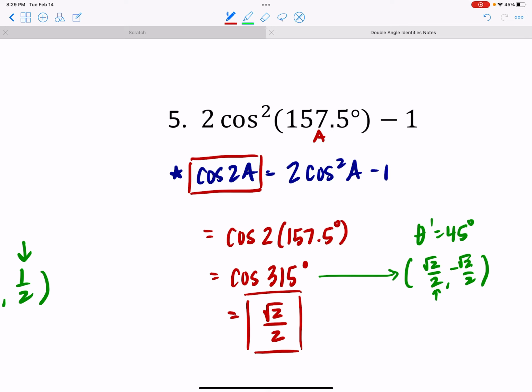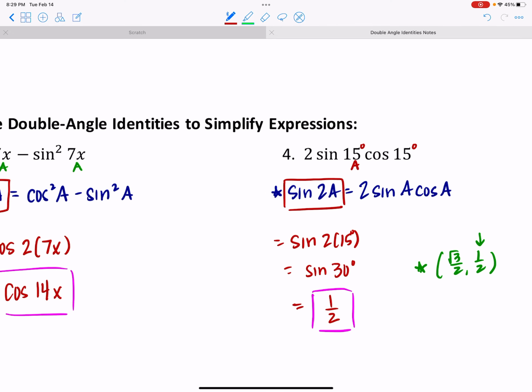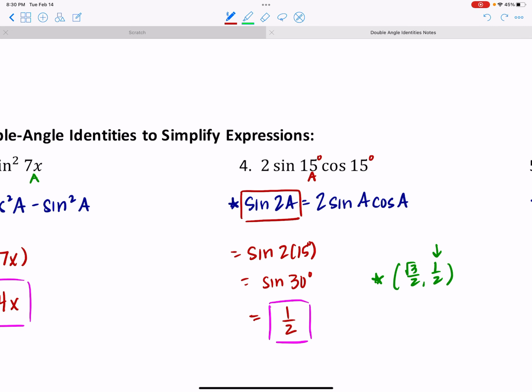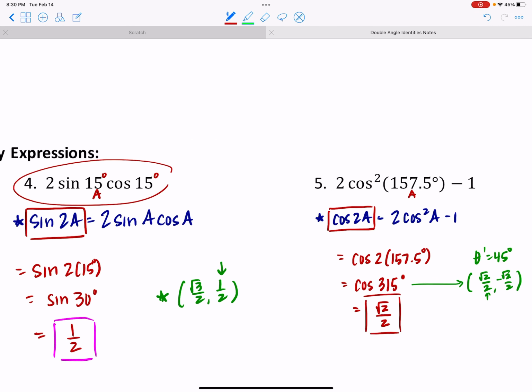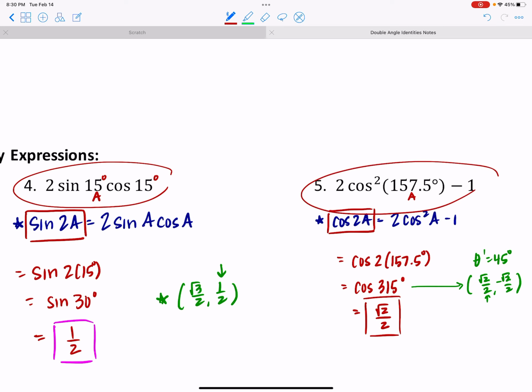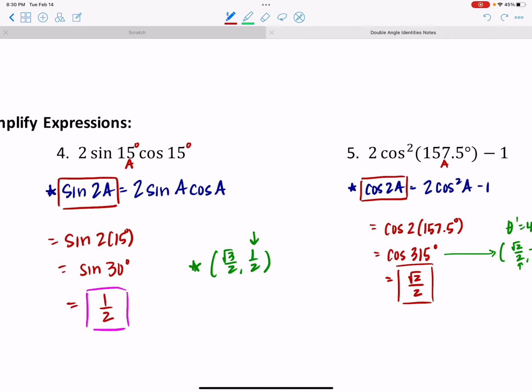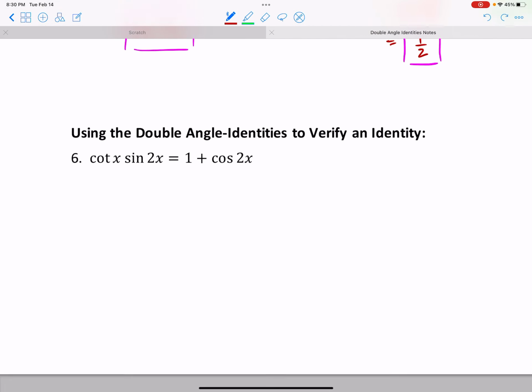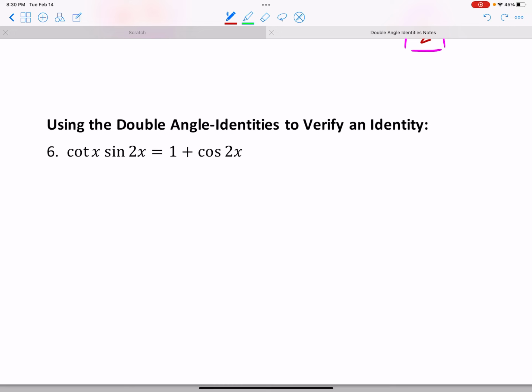So if you are simplifying an expression and we have variables in what we're starting with, then we should have variables in what we end with. But if everything is numeric, so we have no variables here, we have no variables here, all numbers, then we end up with those numeric answers, okay? So we got one more and then we're done. It says use the double angle identities to verify an identity.